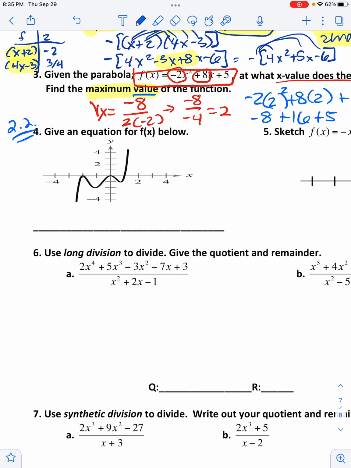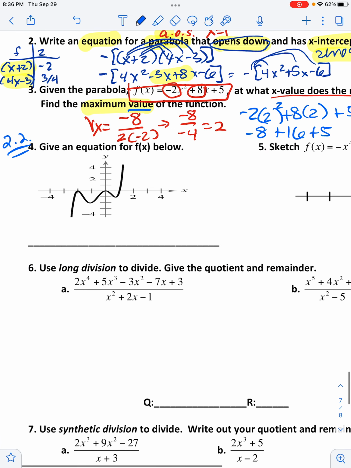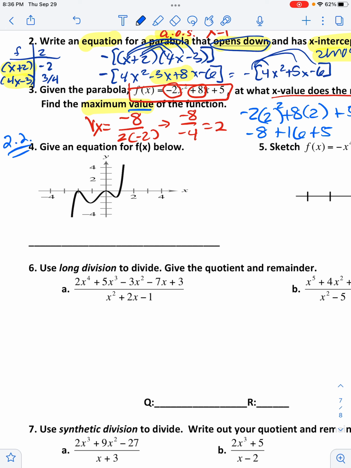So, let's see. Let's just do the front. Give an equation for this function. All right, so an equation is going to be built from the factors, which comes from the zeros, which comes from looking.